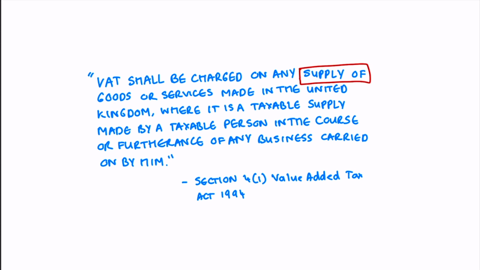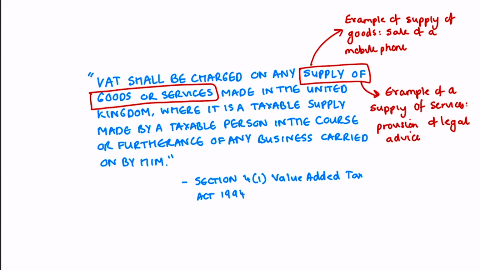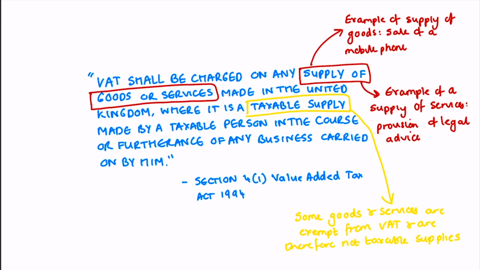Firstly, the supply of goods and services. A simple example of a supply of goods would be the sale of a mobile phone. And a simple example of the supply of services would be the provision of legal advice. We then have taxable supply. Some supplies of goods and services are exempt from VAT, and an example of this is most insurance policies.